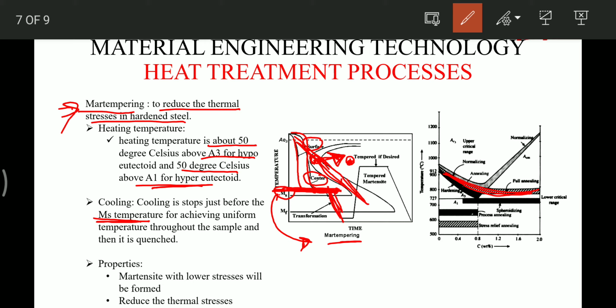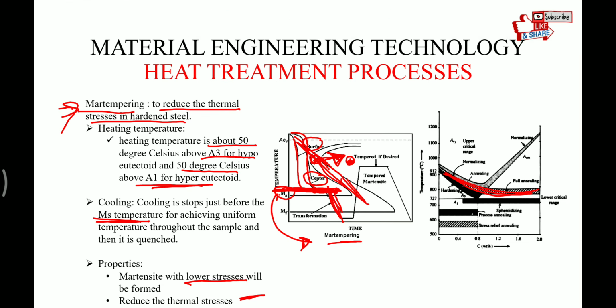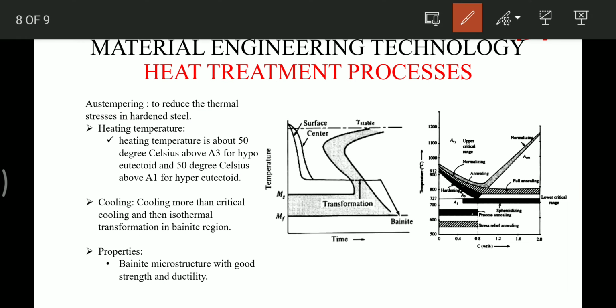So mar tempering basically lowers the stresses which are formed during martensite transformation, and this reduces thermal stresses. Similarly friends, we have austempering. In austempering, this also reduces the thermal stresses or basically internal stresses, but in this the bainite microstructure is formed. This is also done if the products are big enough, that is, the rate of heat transformation between its surface and its center will be large enough.